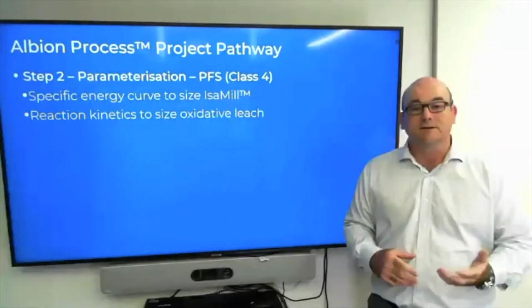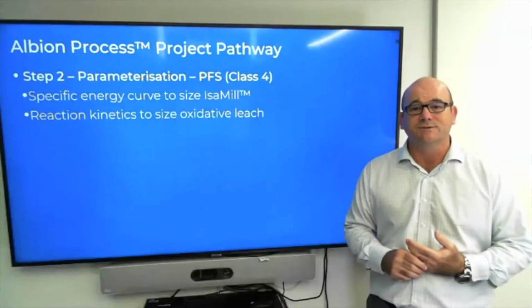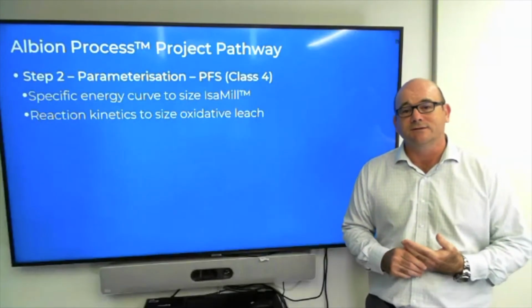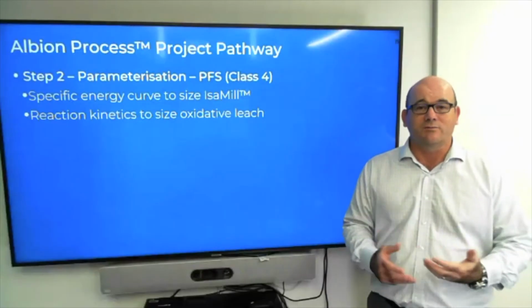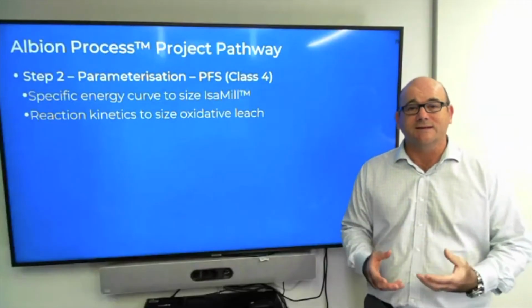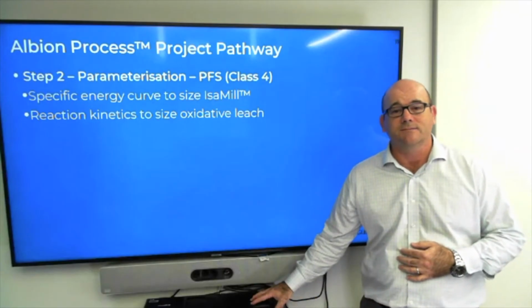To do that next level of test work, we're looking at a much larger sample size of about 25 kilos. It's a much bigger commitment, hence why we do that amenability test up front, to really understand that there's a project there to move into.